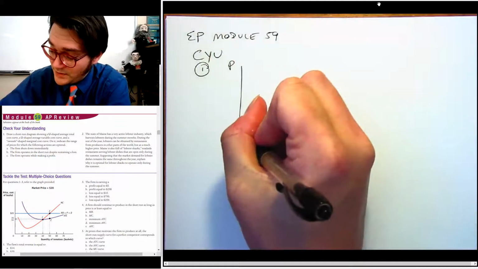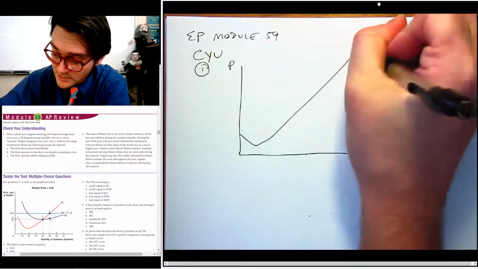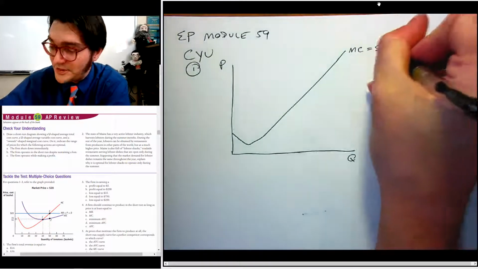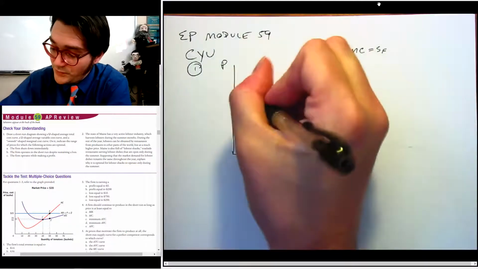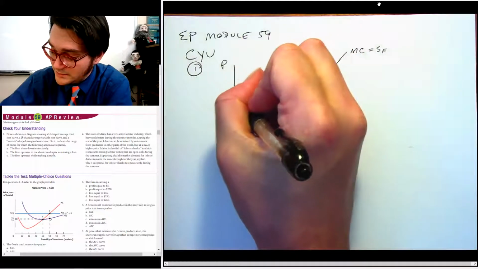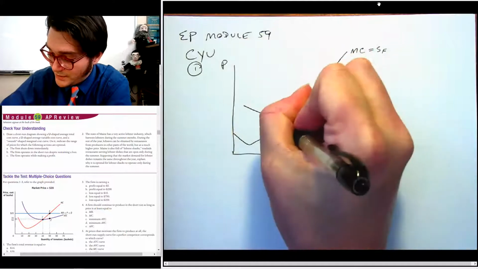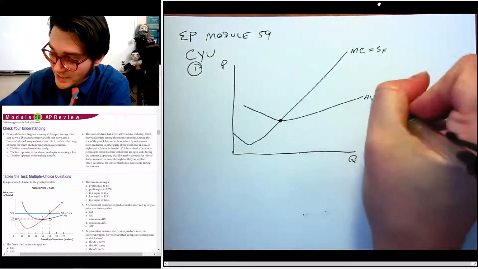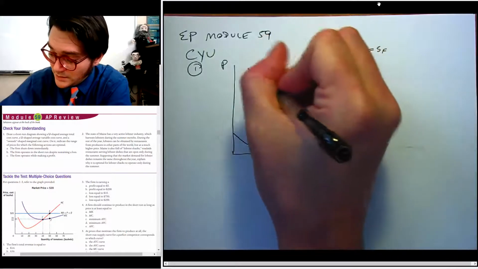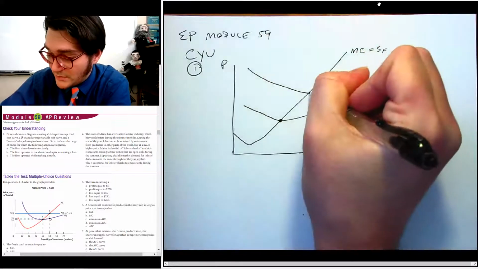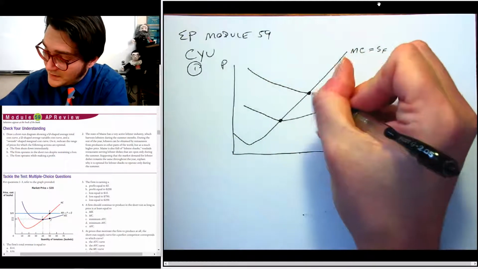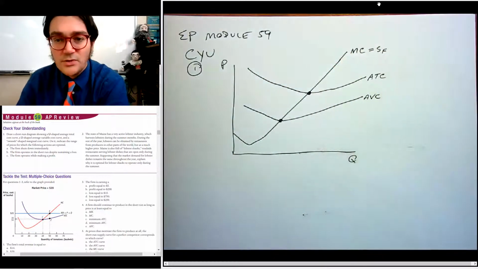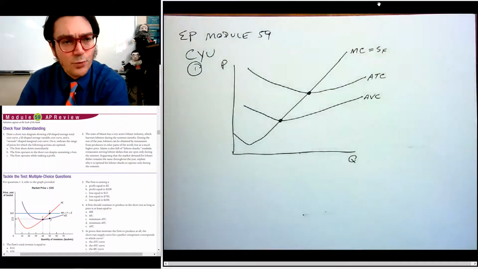We're going to start with the marginal cost. I'm going to do one of those. We know that that's the firm's supply curve, right? And then we'll come down, hit that minimum, take our pen off, and come back up. That's our AVC. And then come down, hit that minimum, take our pen off, and come back up. That's our ATC. And so now we're going to look for the different ranges of prices.